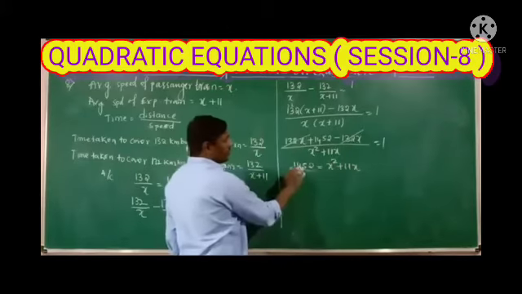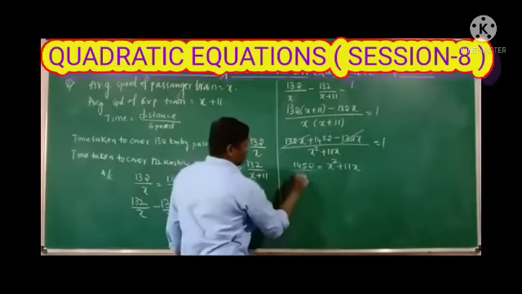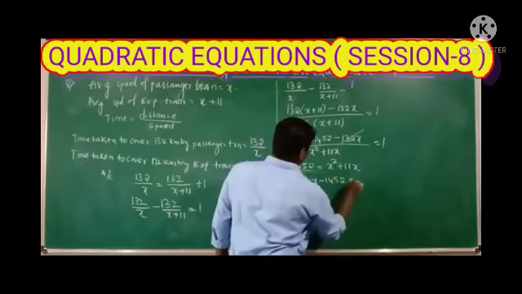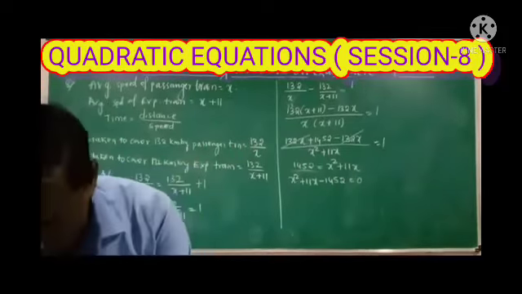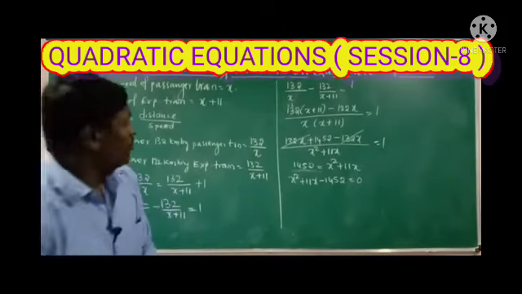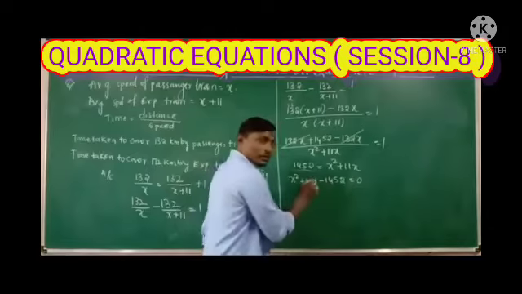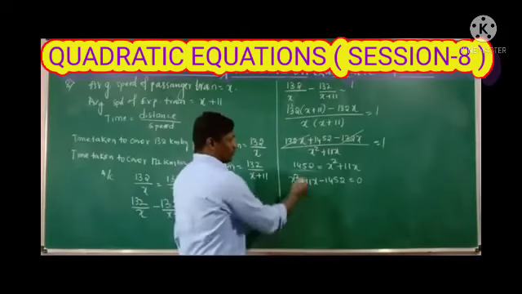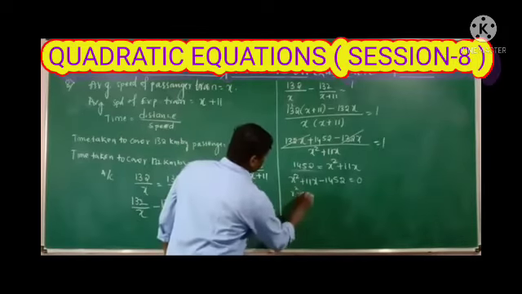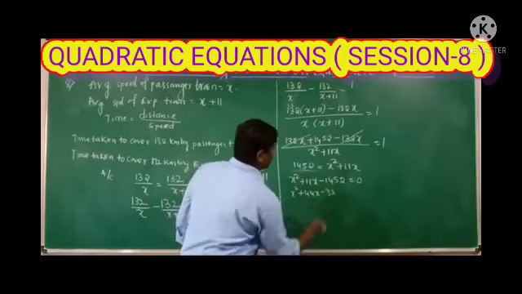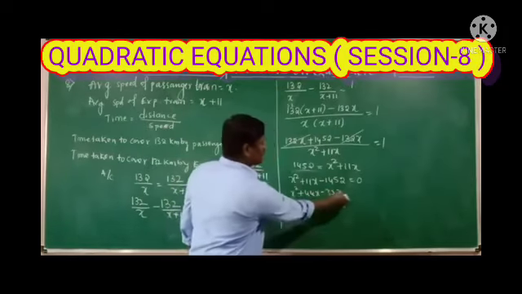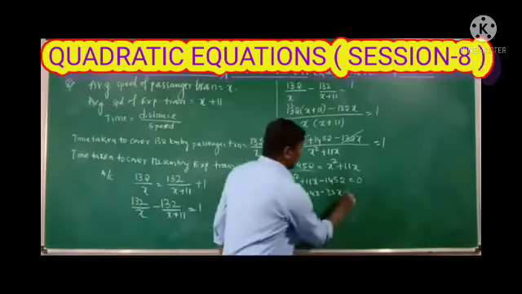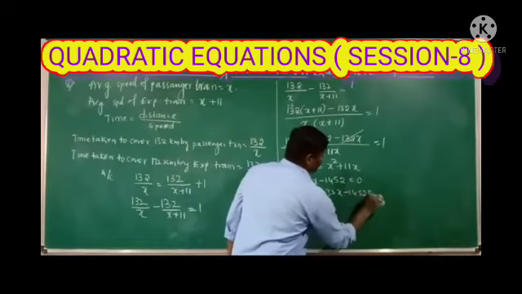Now take this 1452 to the RHS side: x square plus 11x minus 1452, which is equal to 0. Now split the quadratic equation by taking two terms. Split the middle term, or we can also simplify the equation by using the quadratic formula. x square plus 44x minus 33x, where 44x minus 33x is nothing but 11x, and the product of these two is minus 1452.